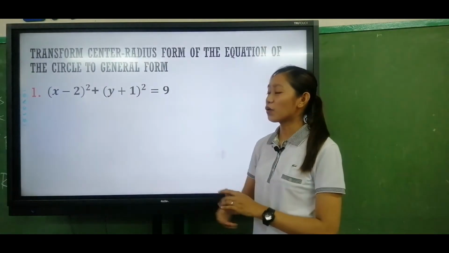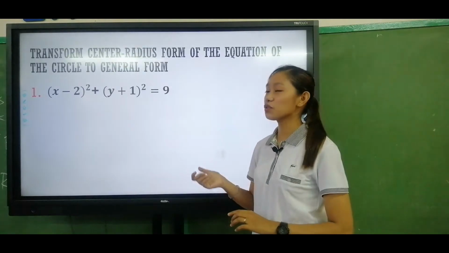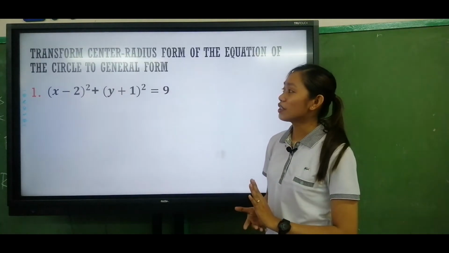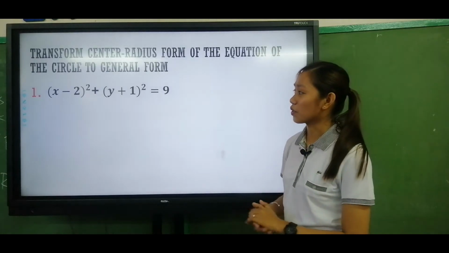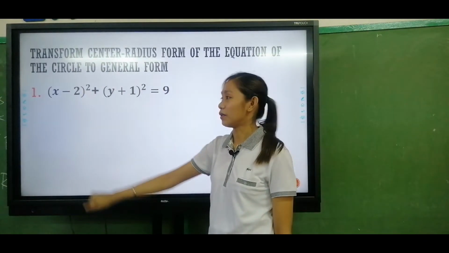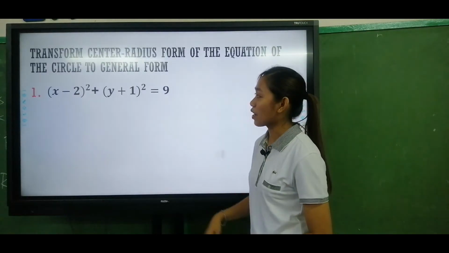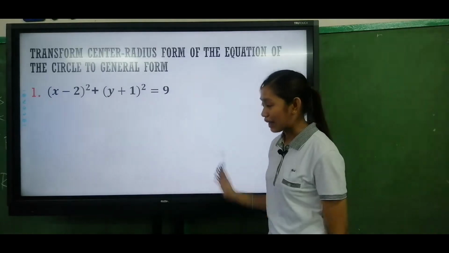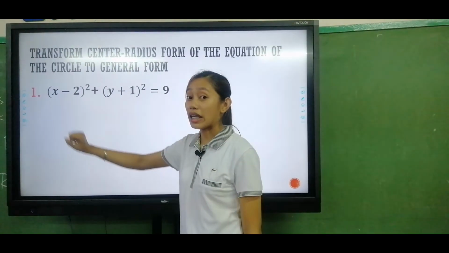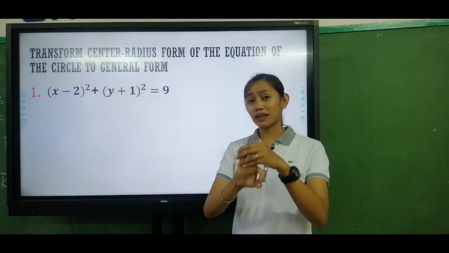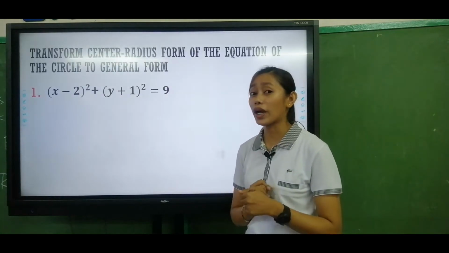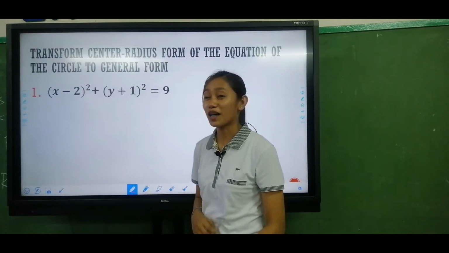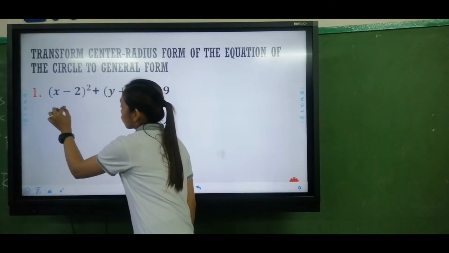Now, paano naman kung ang given natin is the center radius form of the circle, itatransform natin siya into general form. So punta tayo sa example number 1: x minus 2 squared plus y plus 1 squared is equals to 9. So, square of a binomial, may tatlong step po yan. Una, square the first term. The first term here is x, so square natin siya, so that will be x squared.